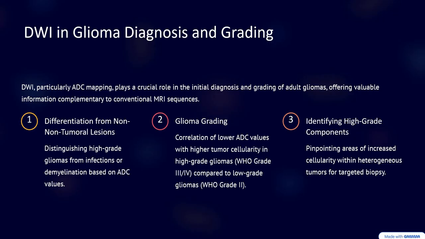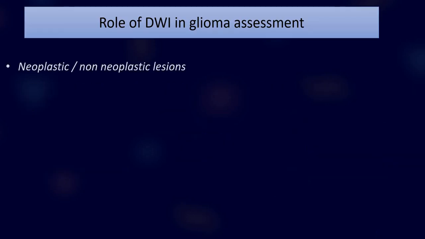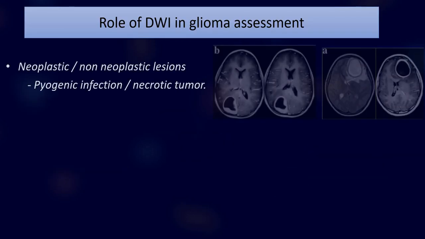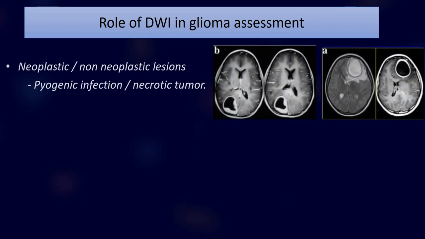It can help in differentiating neoplasm from non-neoplastic lesion, help in grading glioma and identifying the highest grade, so it can be used for targeted biopsy. First, differentiating neoplastic from non-neoplastic lesion. Here we have two different patients with ring-like enhancement surrounded by edema. But these two patients could have glioblastoma multiforme, for example, metastasis or something else.